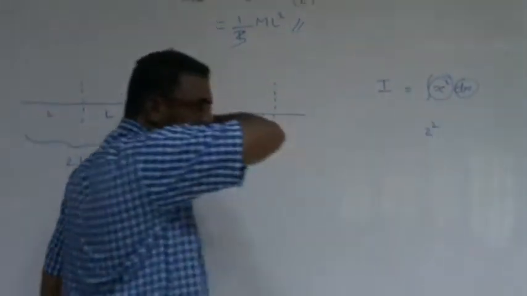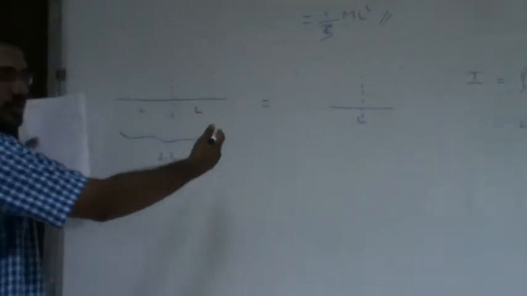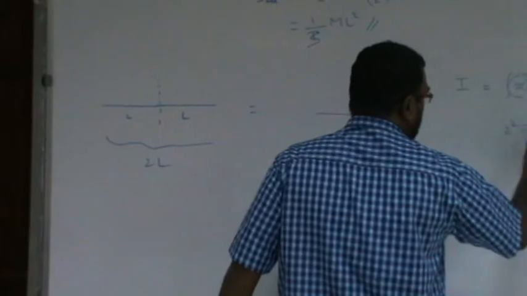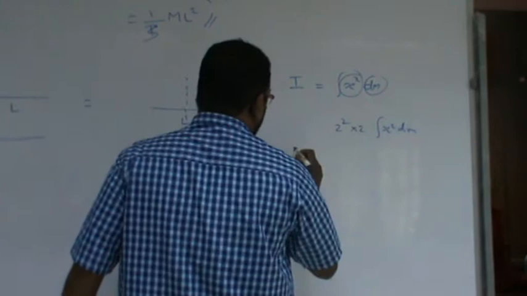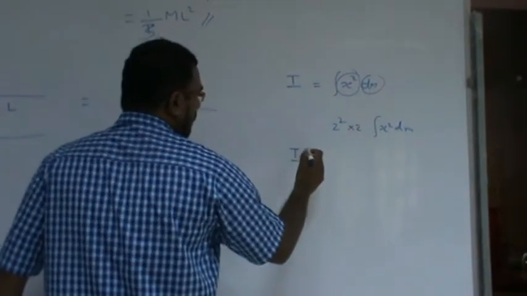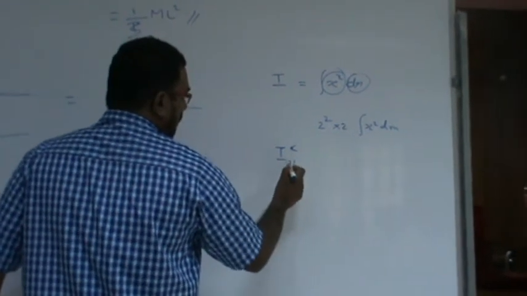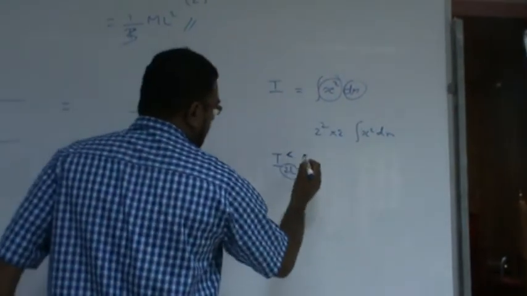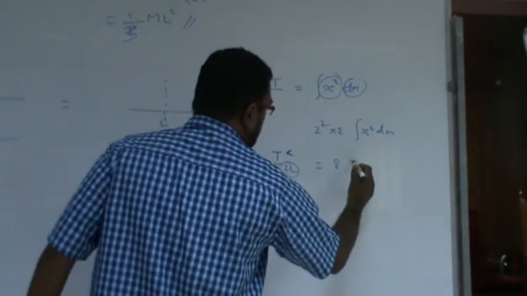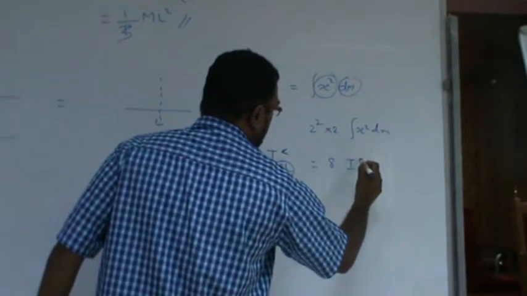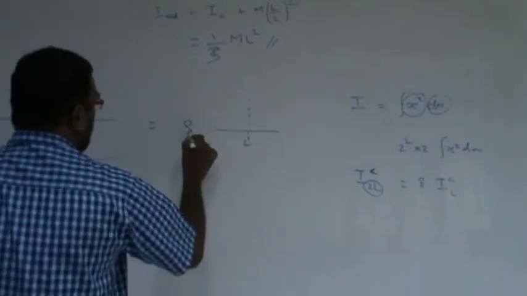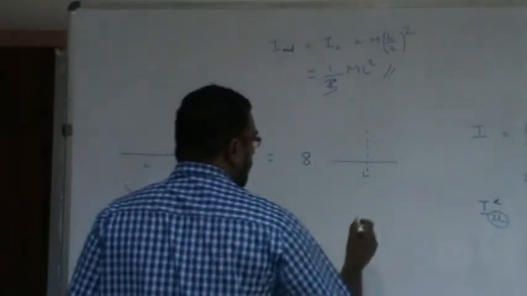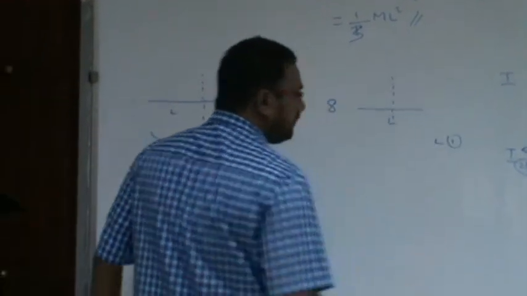Similarly, there is a mass change. The mass is also scaled, because the length is double, so the mass is double. So the mass also changes like this. This gives x square dm. Therefore, the moment of inertia for 2L at the center is equal to 8 times the moment of inertia of L. You agree? So this is 8 times. Call this equation 1.